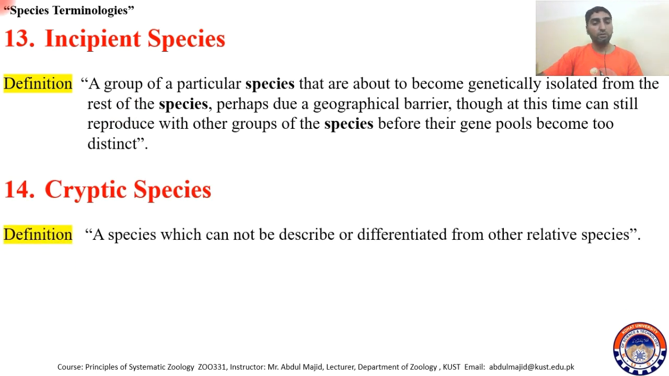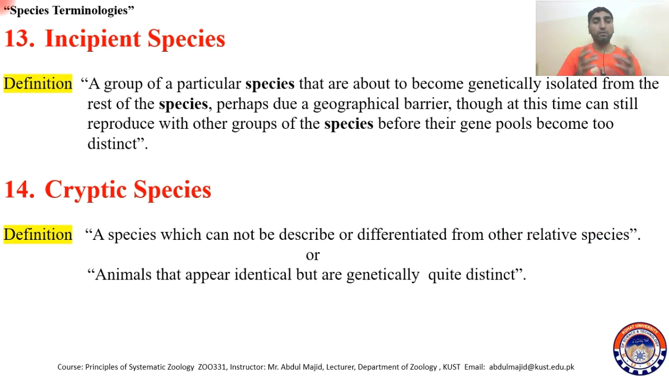Then there are cryptic species. These are species that cannot be easily differentiated from other related species. Sometimes species are morphologically very similar, but they are reproductively isolated, or genetically very different from each other. That's why we cannot distinguish them easily. Or you can say their distinctive features are not clear. If you look at the animals, they appear identical, but they are genetically quite different. By looking at them you will say they are the same species, but when you study their genetic makeup, they are very different from each other. Such species are very difficult to differentiate, and are known as cryptic species.